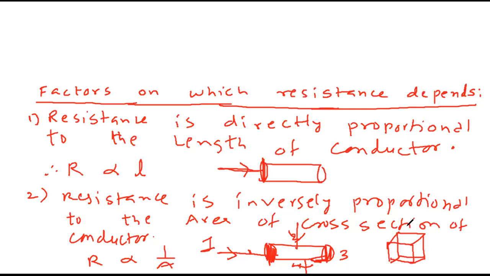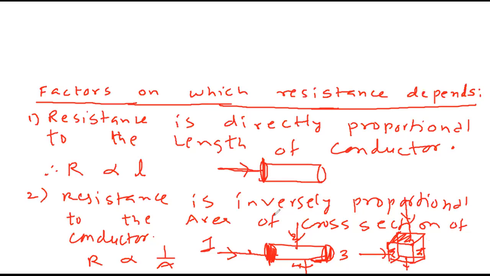I have shown here one cube. Can you tell which is the area of cross section? You will say, sir, first tell me where current is flowing. If current is moving like this, then this top and bottom is area of cross section. If current goes like this, left and right are area of cross section. Understood area of cross section?